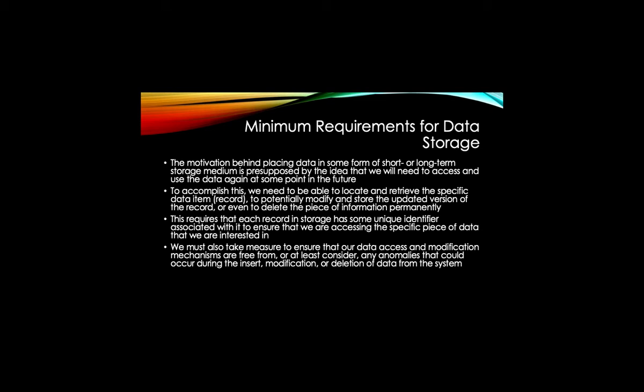So we have 3 basic types of anomalies that Codd came up with that can exist in data modifications. The simple one is the update anomaly. Somebody gets married, you change their name. You change their last name potentially.